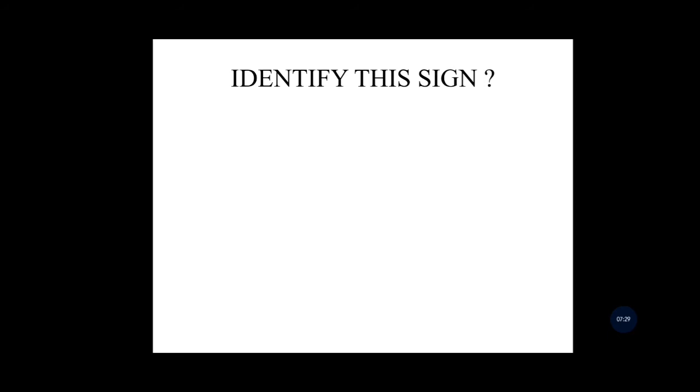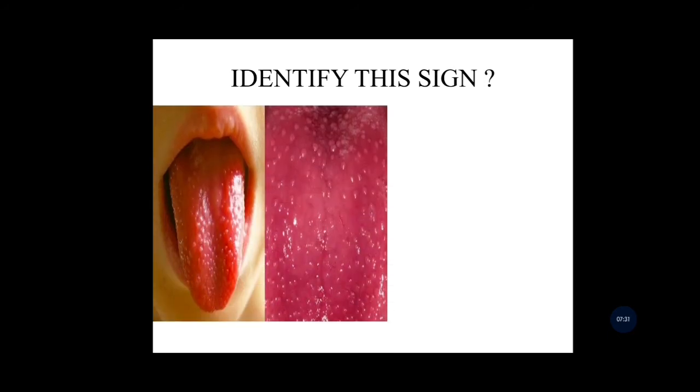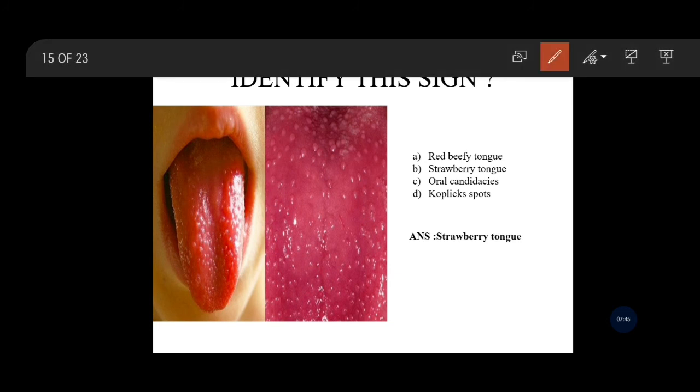Identify this sign. Options: red beefy tongue, strawberry tongue, oral candidiasis, Koplik spots. This is a strawberry tongue. If you see this area, it looks like a strawberry. It is very red in color, so it is called strawberry tongue.